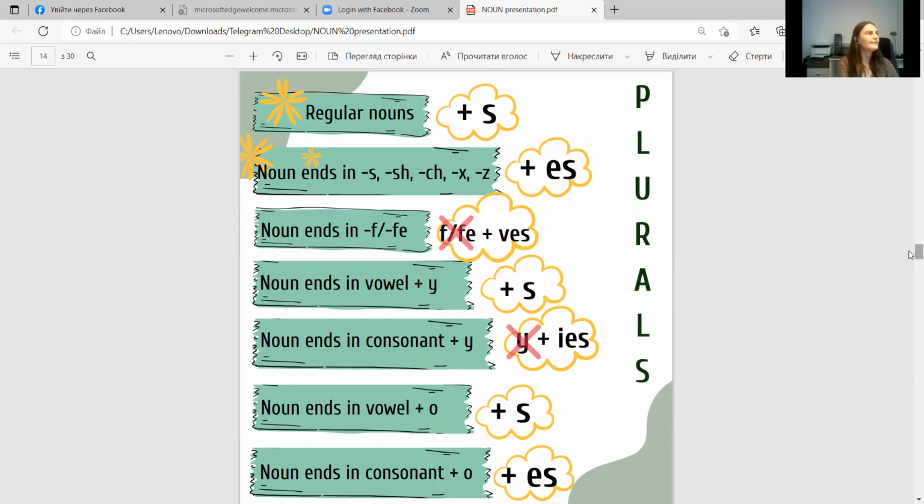Then what else could it be? Butterfly, butterflies. A noun which ends in a vowel plus the letter O. It could be again the word zoo, zoos, but I suppose I wanted another rule for this. It's a vowel plus O. Okay, zoos. Or for example, piano, pianos. And a noun which ends in a consonant plus O, we have the ending ES.